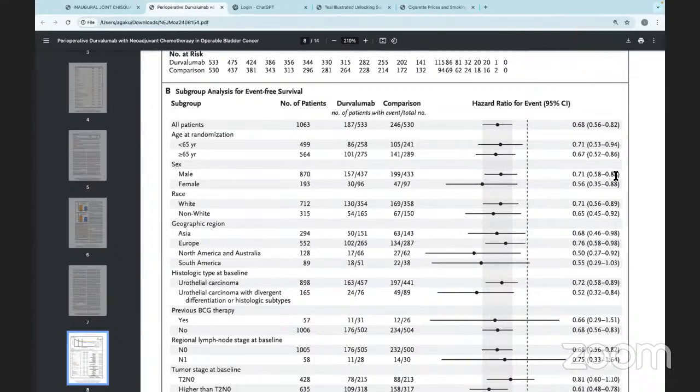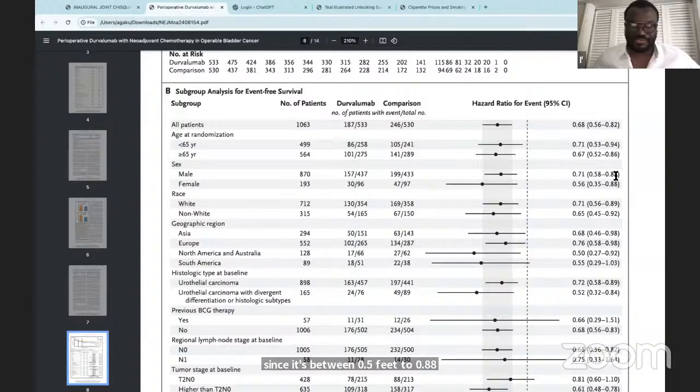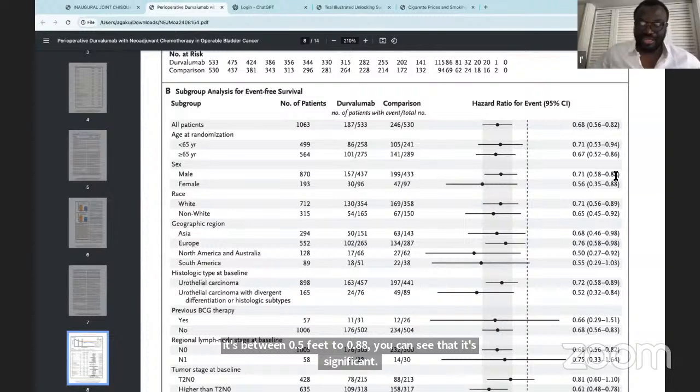Prof, I want to try. Please go ahead, Theo. Okay. So looking at the gender, you can say that the males have a 0.71 times higher risk of developing the outcome compared to the females. And in terms of statistical significance, looking at the confidence interval, since it's between 0.58 to 0.88, you can see that it's significant. Okay, thanks, but that's wrong. Anybody else want to try?